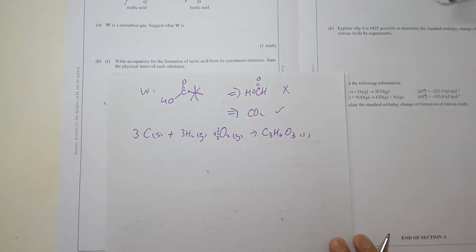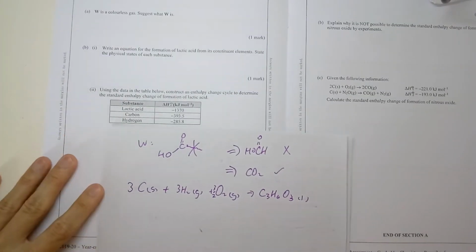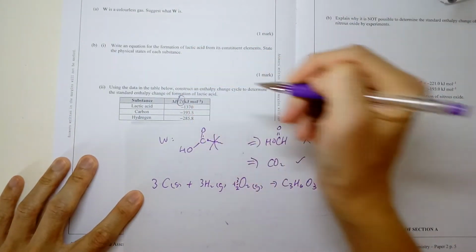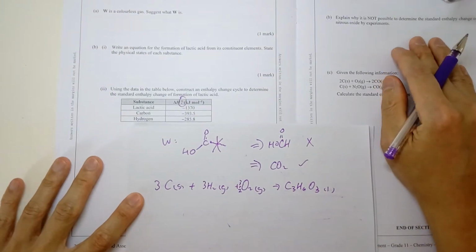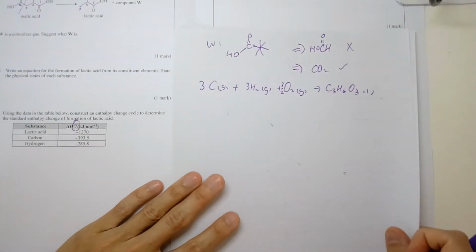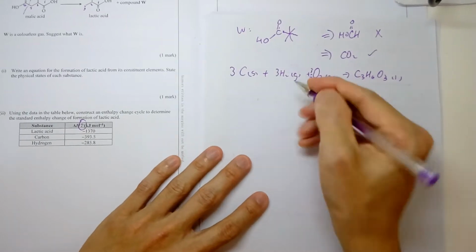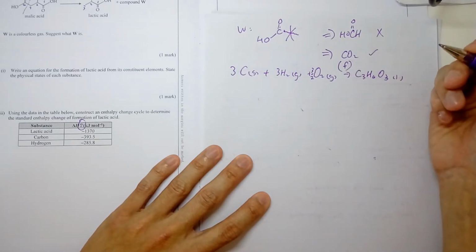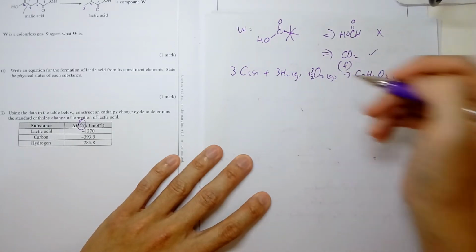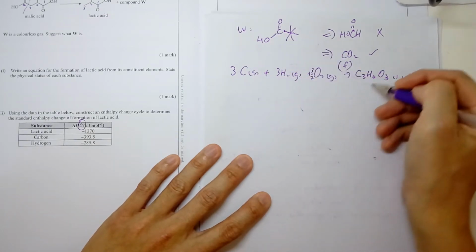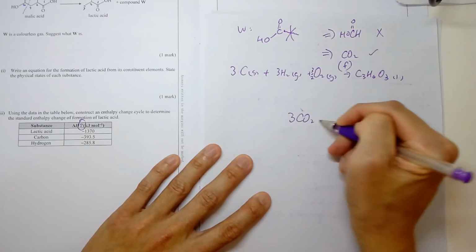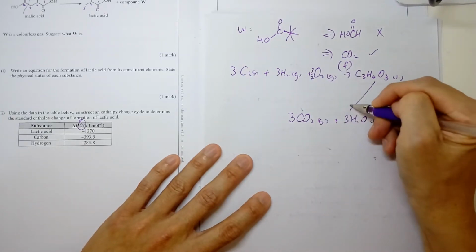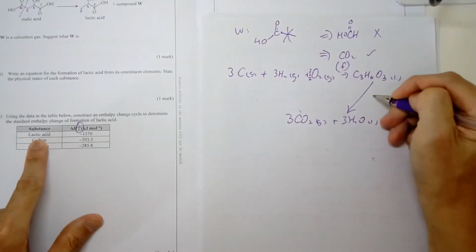Well, next is try to use the data. Now, this is quite disappointing because many of you cannot see this one. This is combustion data. So you should include combustion in your answer. This is our formation equation. Then, after combustion, all of them should give out the same products, CO2 and H2O. Now, this one is the combustion of lactic acid.